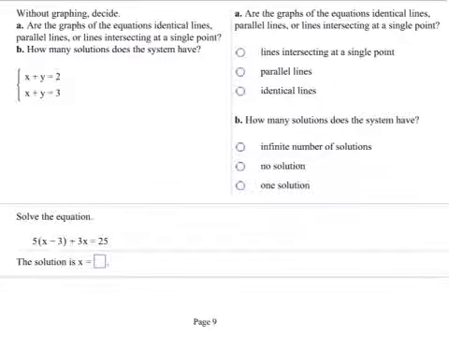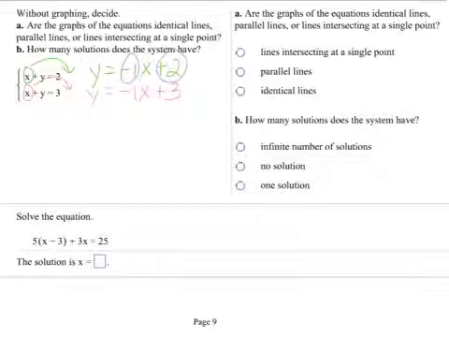Okay, I'm going to do the same thing on number 18. I'm going to get y by itself on both the equations so that I can compare the slopes and y-intercepts, and then I'll know what kind of lines these are and how many solutions they have. On the first equation, I'll move x to the other side. So I'll have y equals negative 1x plus 2, which means that my slope is negative 1 and my y-intercept is (0, 2).